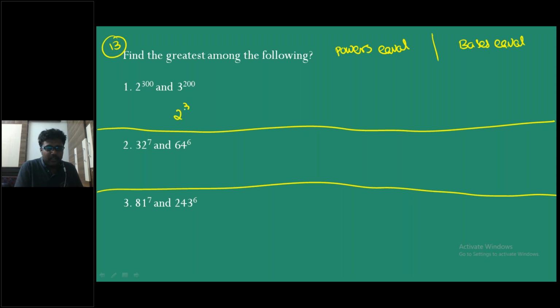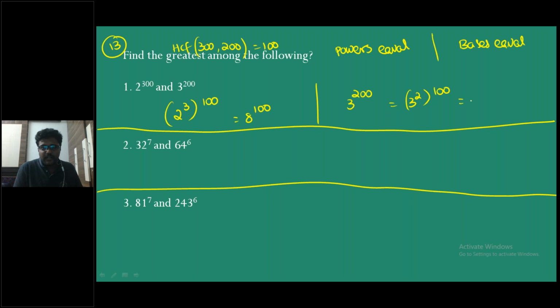What I can do, 2 power 3 whole power 100. Here 300 and 200. I'll take HCF for that, the highest common factor among them, because I want common powers. What is equal is 100 here. So 2 power 3, we can write 8 power 100. 3 power 200 can be written as 3 square whole power 100, which is 9 power 100. So 8 power 100, 9 power 100, obviously 9 power 100 is the greatest one, right?